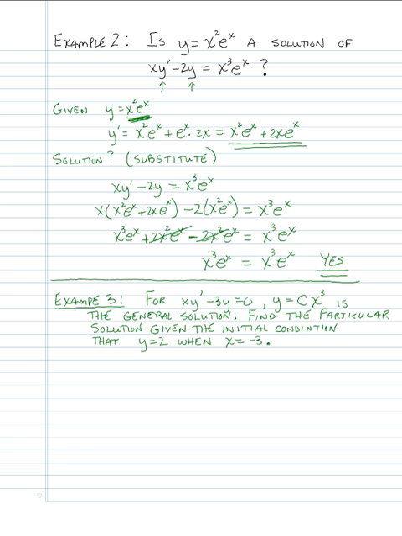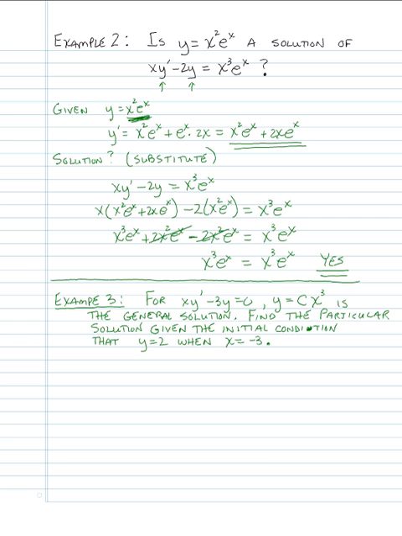Now we're asked to find the particular solution given the initial condition. I see I spelled that wrong. I'm so embarrassed. I don't have an extra n in there, do I? Given the initial condition that y is equal to 2 when x is equal to negative 3.